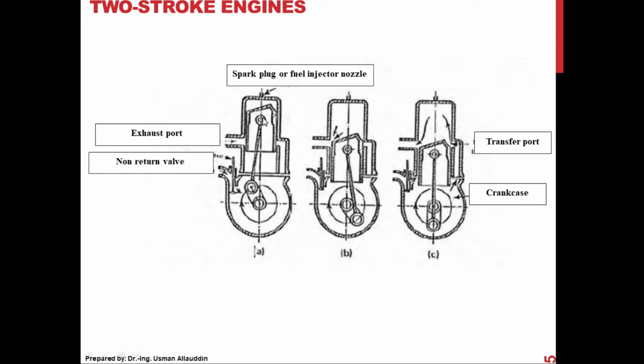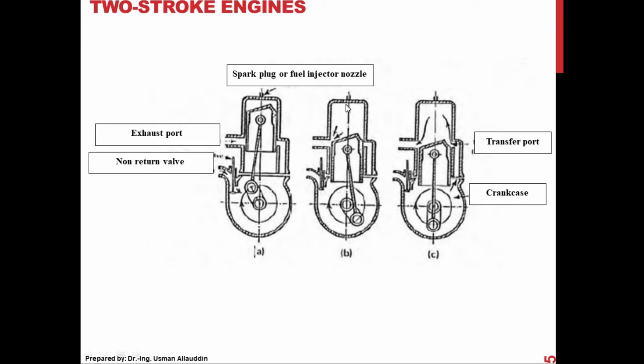Now let's suppose we are at the top dead center, and this is the power stroke. The spark plug gives the spark and the exhaust gases are formed. Then they will push the piston downward. So when the piston is going down, initially it will be the power stroke. It will be exactly similar to the four-stroke engine, but the end of the power stroke will be different.